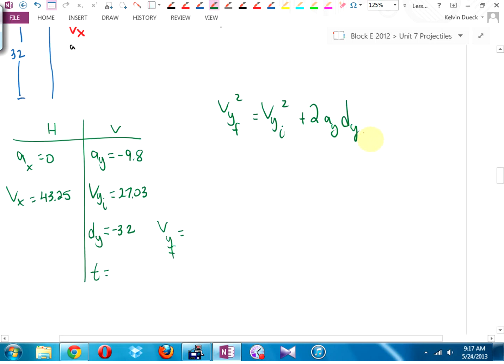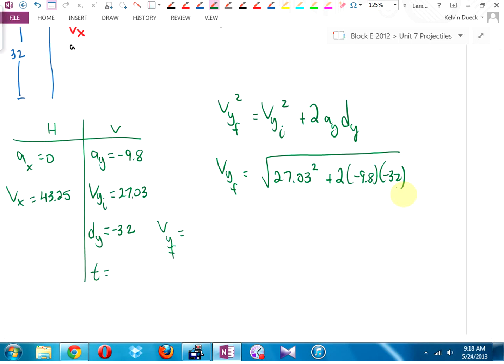And conveniently, the V final is by itself already, although I'll have to square root. 27.03 squared plus 2 times negative 9.8 times, and yes, Matt, it is going to be negative 32. Thank you for reminding. You are going to put the negative in there, otherwise you're going to get the wrong answer, sadly. And this one, unlike yesterday, there isn't a hint at the end that you've goofed.